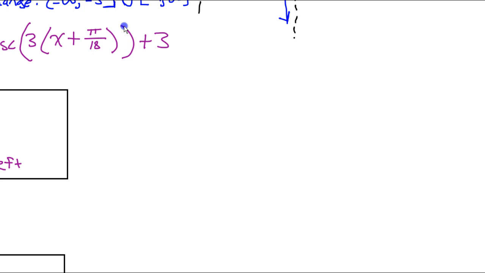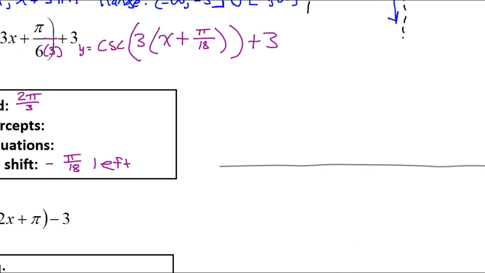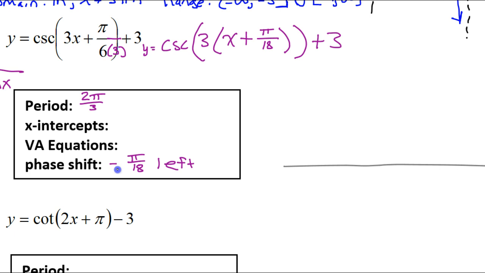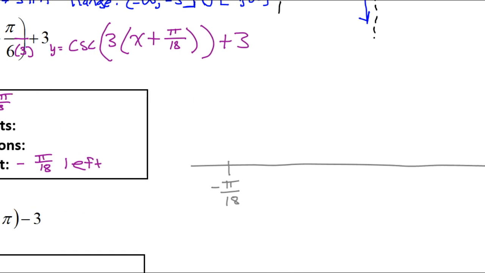I'm keeping in mind that I'm going to have a vertical shift of positive 3, so I'm going to try to leave myself room for that as well. Okay, so I think right about here should be good. So I have this phase shift of negative pi over 18. So for that reason, over here on the left, I'm going to put negative pi over 18. That's going to be my first value.